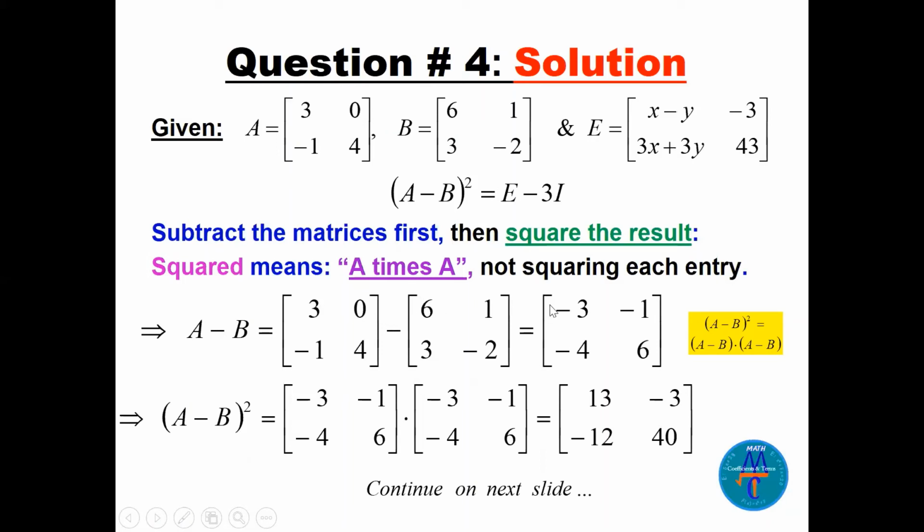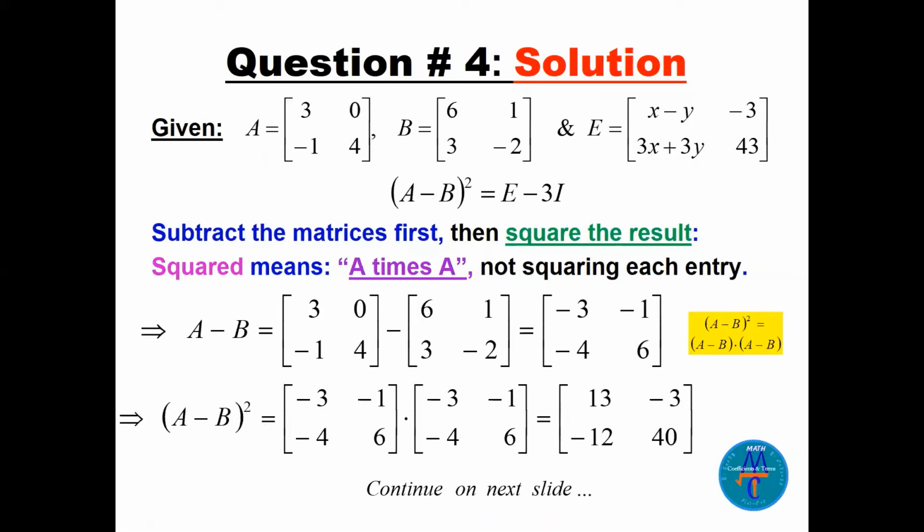3 minus 6 is minus 3, 0 minus 1 is minus 1. Minus 1 minus 3 is minus 4. 4 minus 2 is 6. So this one here, minus 3, minus 1, minus 4, 6, is A minus B. Square it. I put here in yellow, A minus B squared. It means A minus B times A minus B. It is not A squared minus B squared.